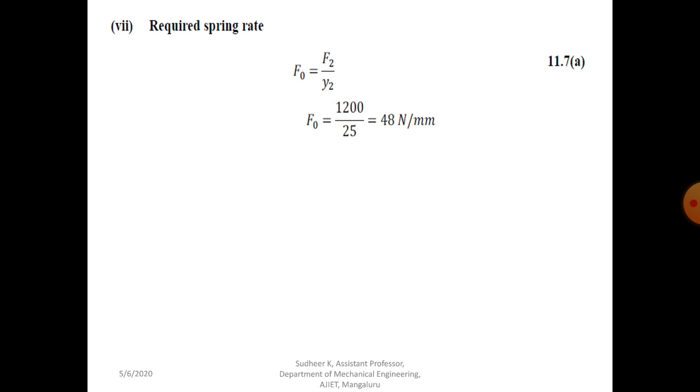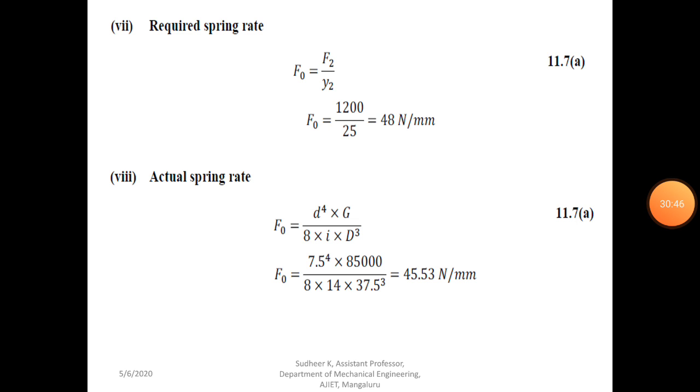Therefore you have to change equation 11.7a. You replace F with F2 and Y with Y2. Based on that you'll get F0 as F2 value is 1200 and Y2 is 25, so that is equal to 48 Newton per millimeter. This is the required spring rate or required stiffness of the spring material. This is one more important step in the design of helical spring. We need to find out the stiffness of the spring.